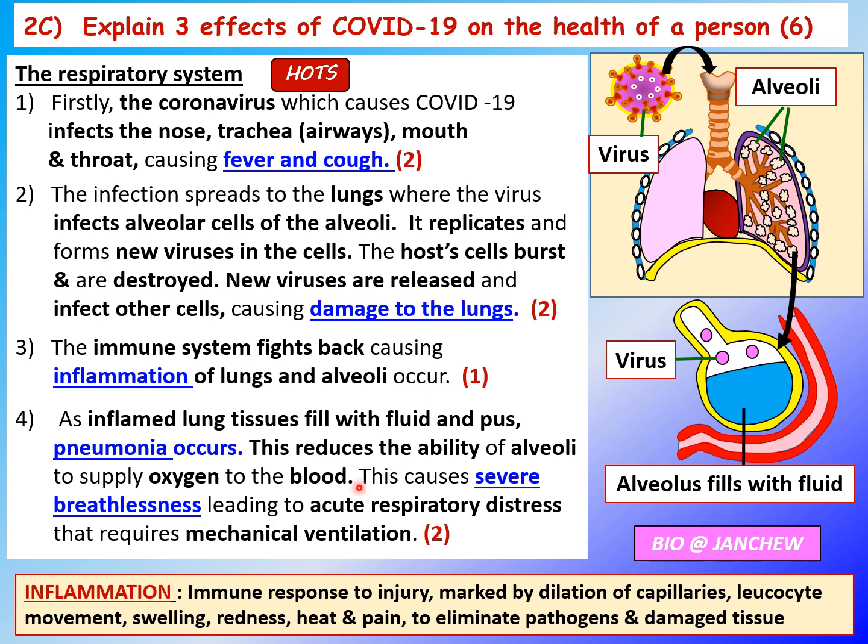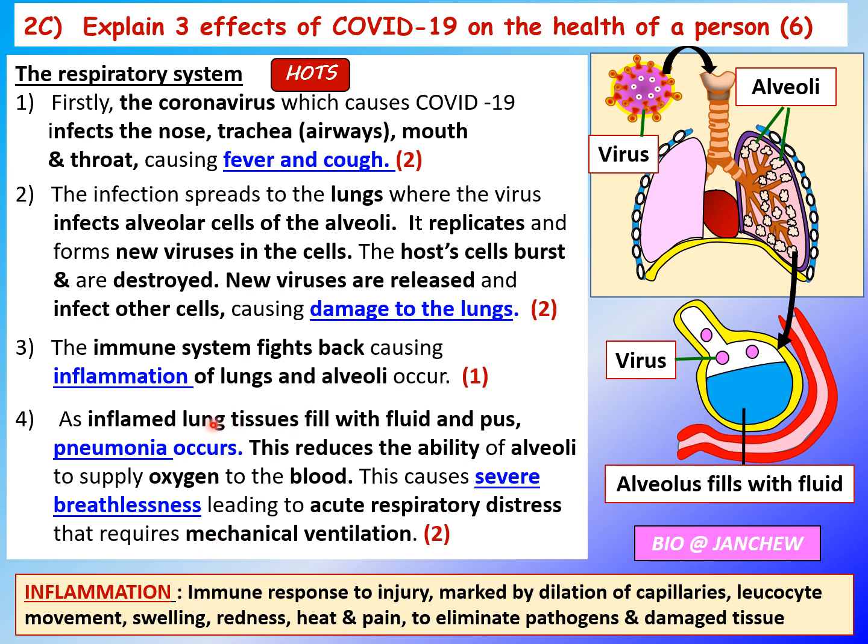serious or severe. Actually, inflammation is an immune response to injury, and it is marked by the dilation of capillaries. That means the capillaries will dilate or expand, and then the capillaries will become more permeable, so fluids will move out of them too. And leukocytes will migrate to the region in the lungs, and then inflammation causes swelling, redness, heat, and pain to occur in the region of the lungs. All this is actually to eliminate the pathogens and the damaged tissues. However, it can cause serious side effects.